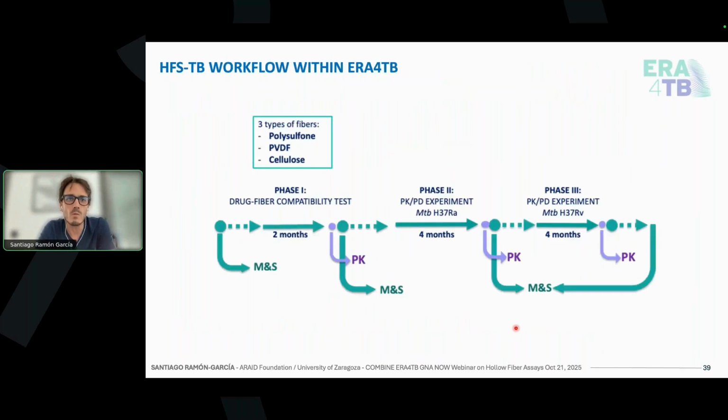And how do we do the hollow fiber system for tuberculosis in ERA4TB? In 3 phases. The first one is the drug-fiber compatibility test. We have 3 main types of fibers: polysulfone, PVDF, and cellulose. Then we do a phase 2 in which we do PK/PD experiments against the avirulent H37Ra. And then we confirm all this data with the virulent Rv or whatever clinical isolate of interest.